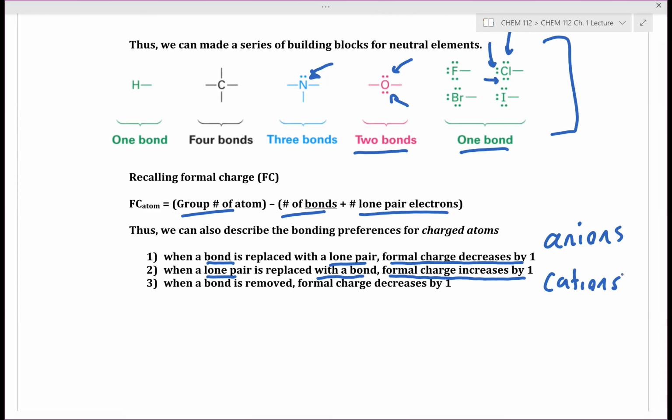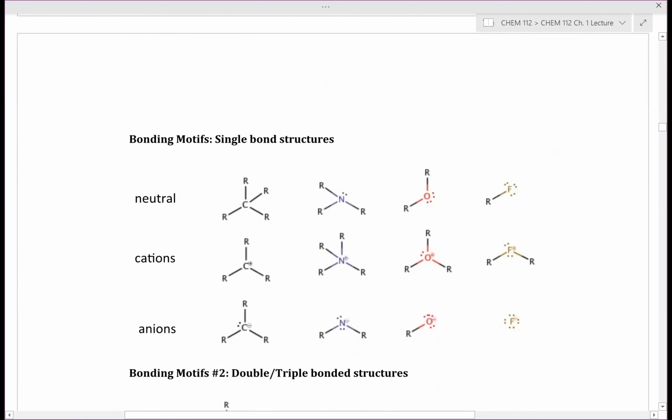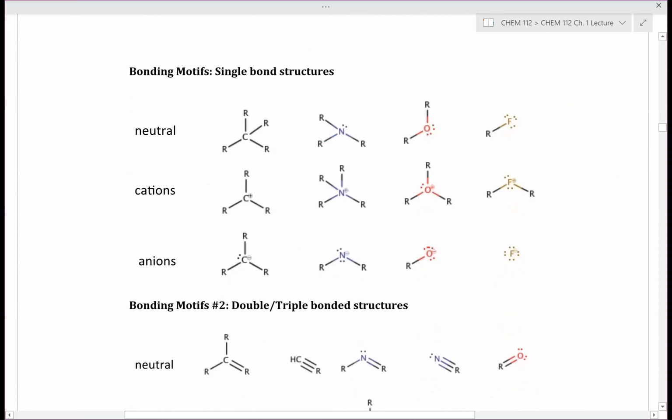And in cases where a bond is removed, the formal charge decreases by 1. This last case we won't worry about too much. So let's talk about how these rules actually pan out, as this is something I want you to memorize over the course of the weekend. What I've done for you is generate a series of common bonding motifs. This is how you can draw Lewis structures very quickly for organic molecules.